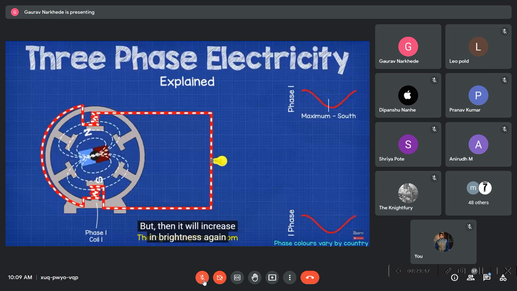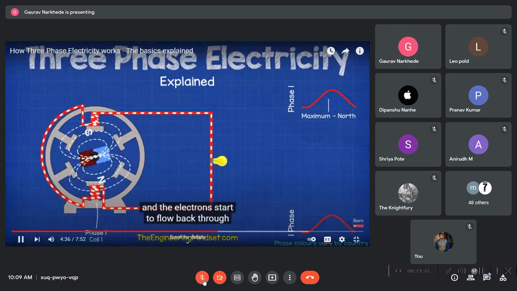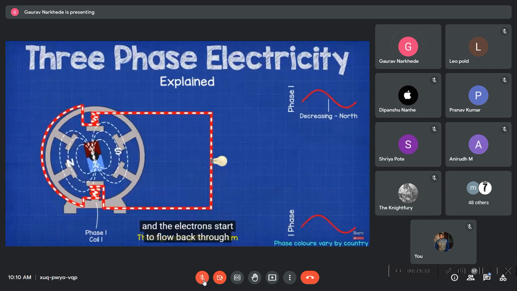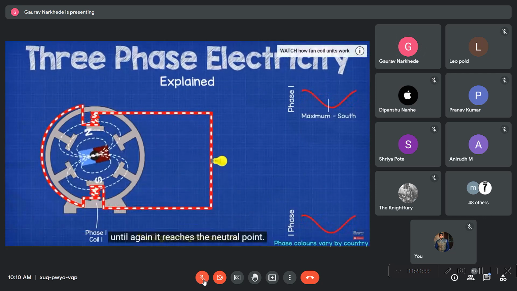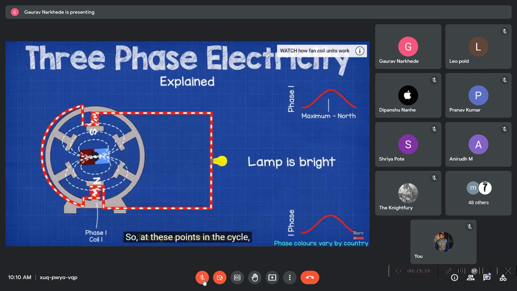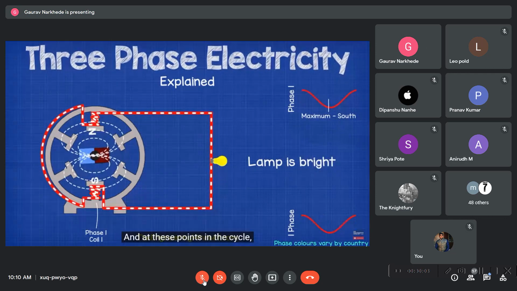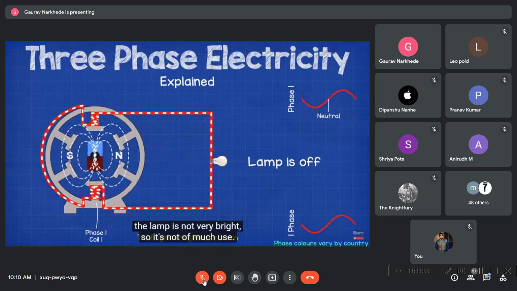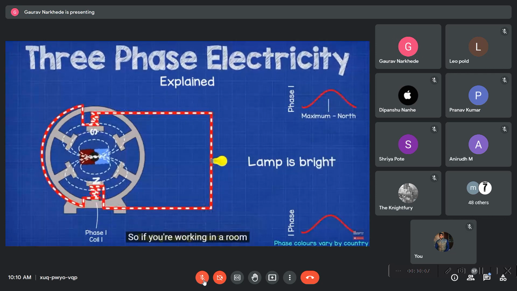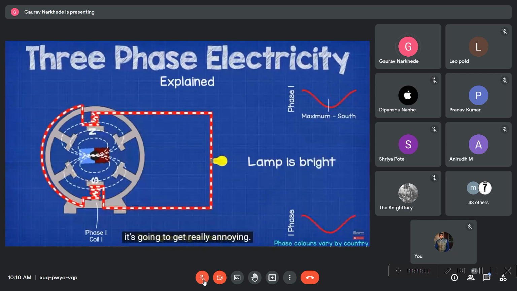But then it will increase in brightness again as the negative half of the cycle comes through and the electrons start to flow back through in the opposite direction until again it reaches the neutral point. So, at these points in the cycle, the lamp is not producing any light. And at these points in the cycle, the lamp is not very bright, so it's not of much use. So if you're working in a room and this lighting is flickering like this, it's going to get really annoying.